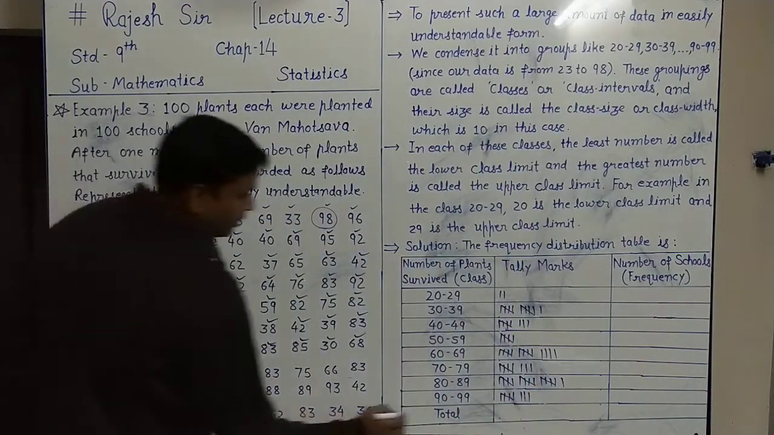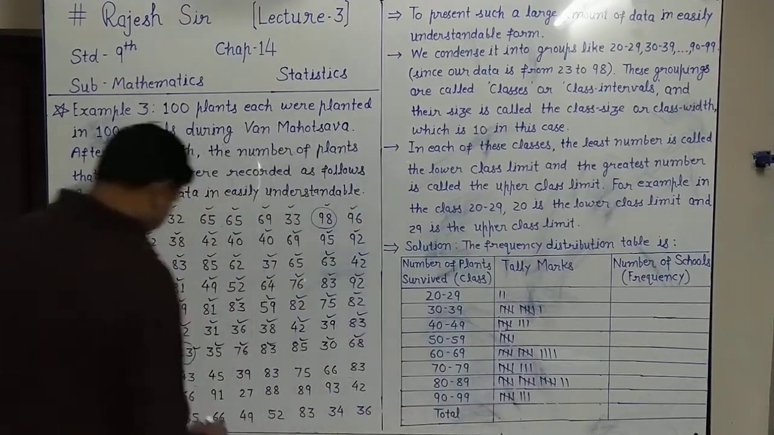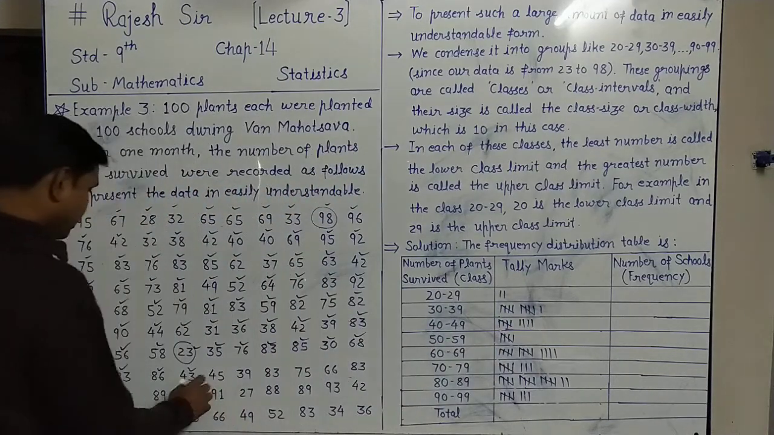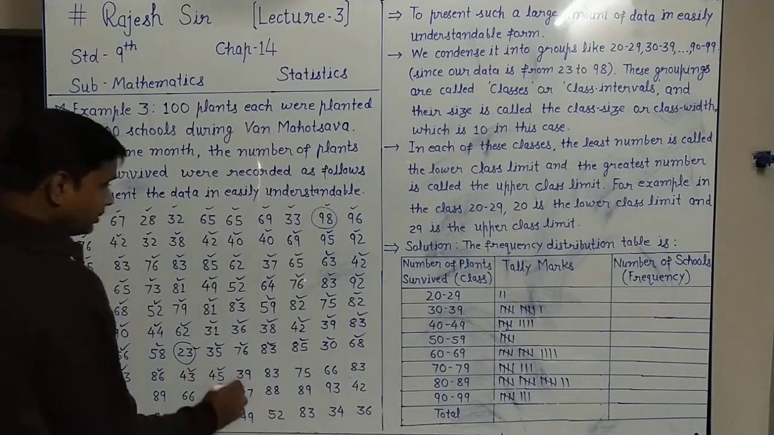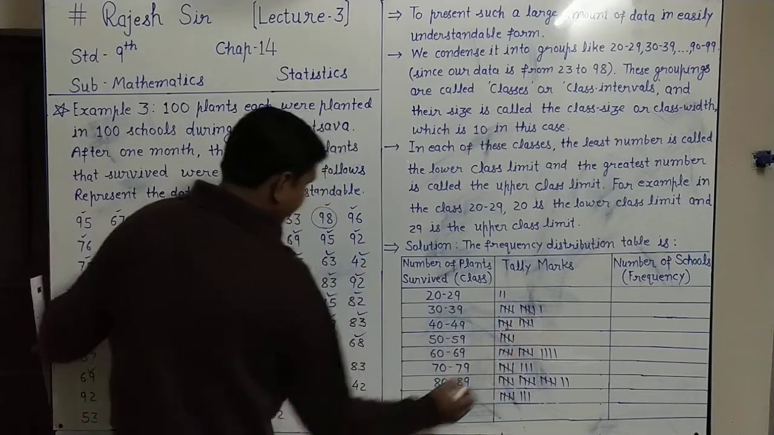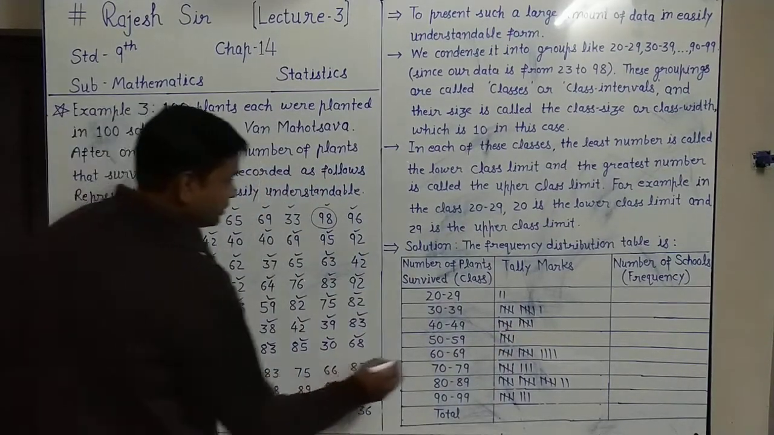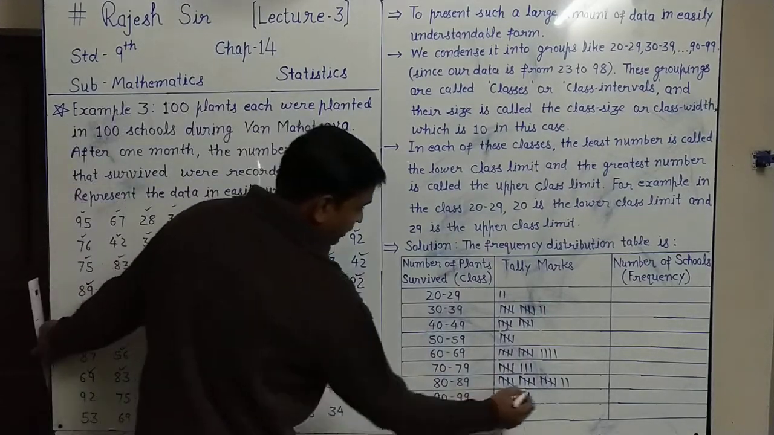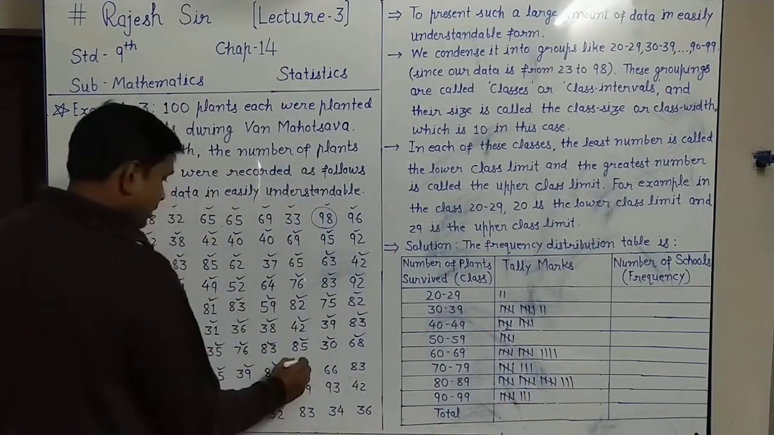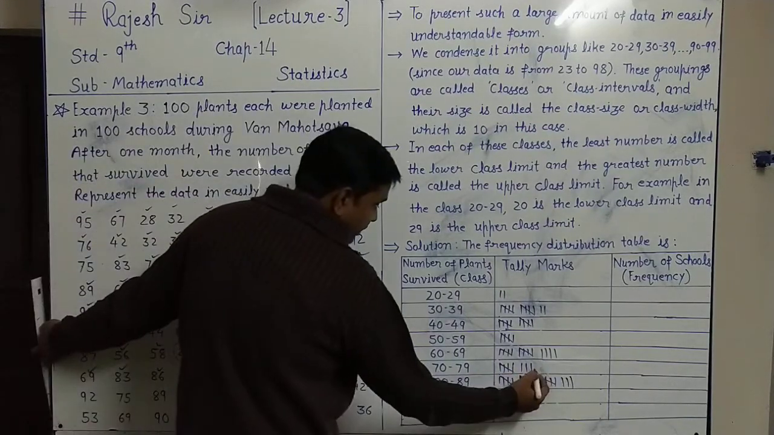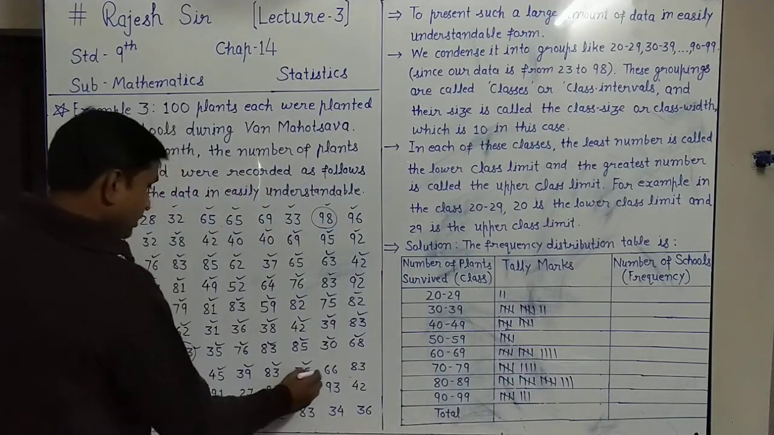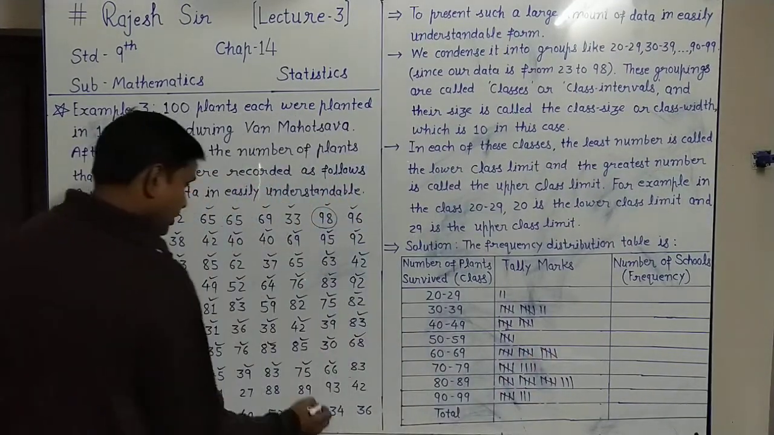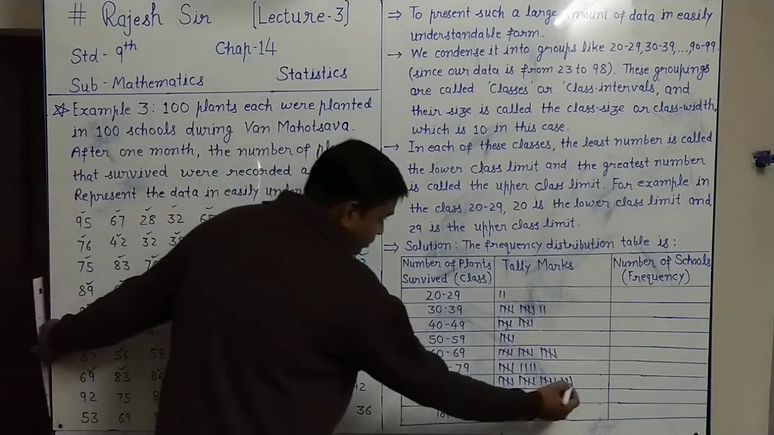86, 80 to 89. 43, 40 to 49. 44, 45, 40 to 49. 39, 30 to 39. 83, 80 to 89. 75, 70 to 79. 66, 60 to 69. 83, 80 to 89.